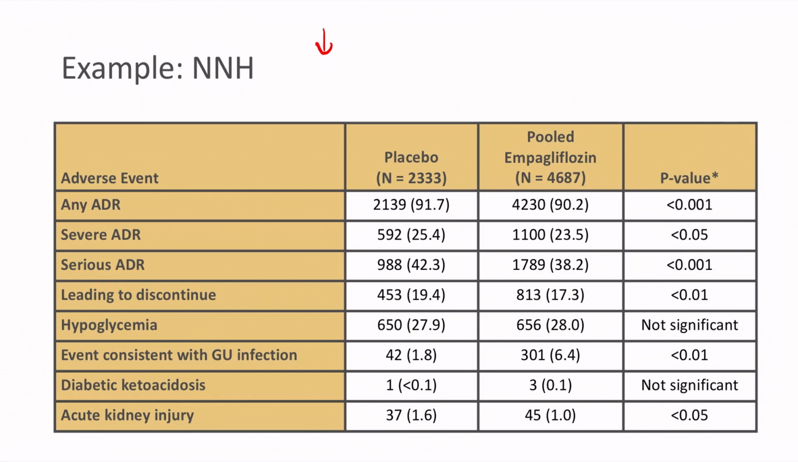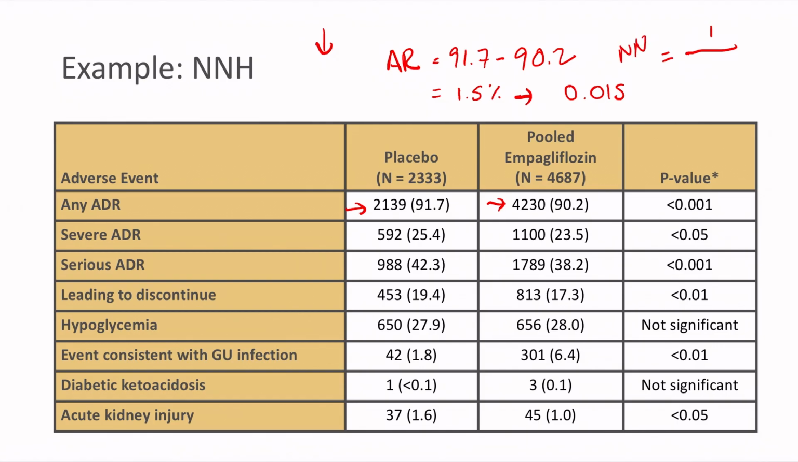So, giving you another example of a number needed to harm, let's just do this one right here. So first we're going to calculate our attributable risk, which equals the controlled events minus your experimental events. So that's going to give you 1.5% difference, right? So that equals 1.5%. Now you want to change that into a decimal, so 0.015. And then if you do 1 over that attributable risk, that's what gives you your number needed to harm.